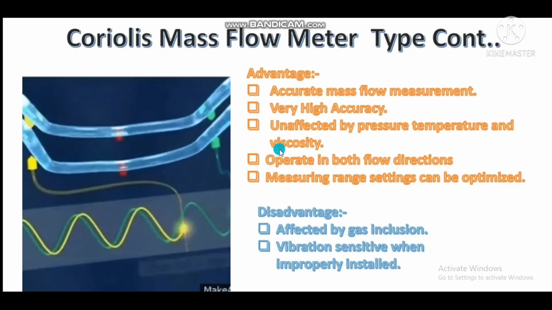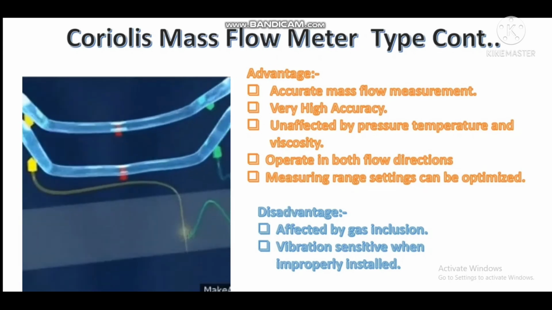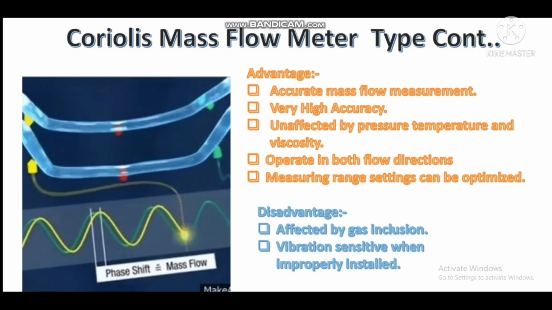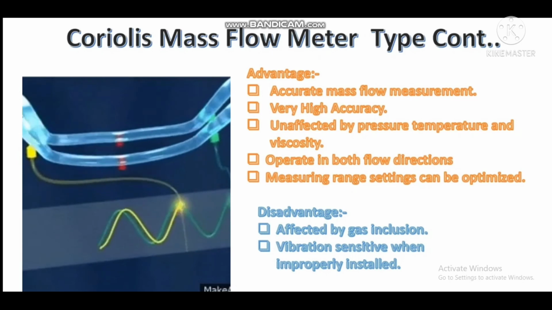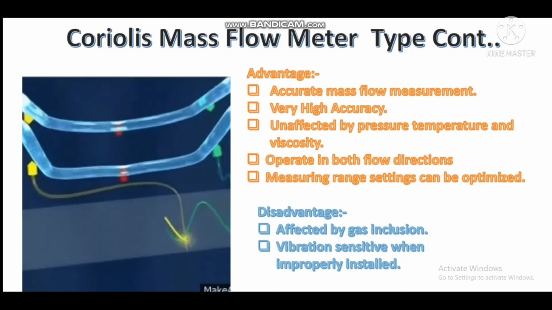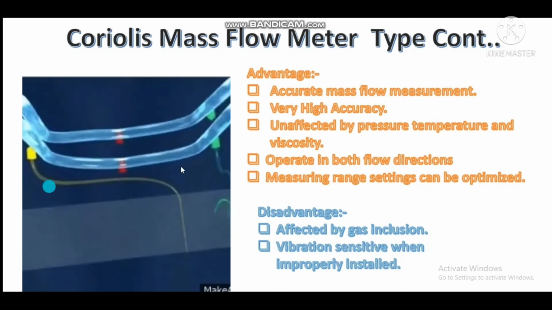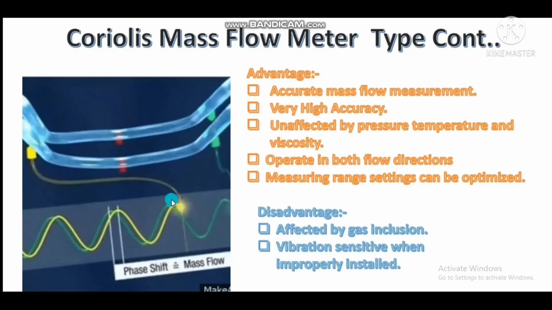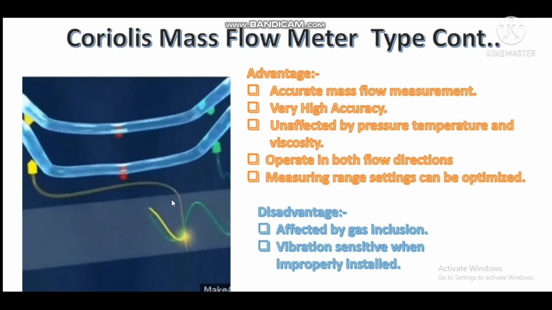So what the advantage is that it is accurate mass flow measurement. So the measurement of the mass flow is very much accurate, and very high accuracy is there, and unaffected by pressure, temperature and viscosity. So this is the few advantages, and operate in both flow directions. So it can operate in two flow direction, from one end to this end, then this end to this end. It can work for both. So now measuring range setting can be optimized. So the measuring range can be optimized in this flow meter.